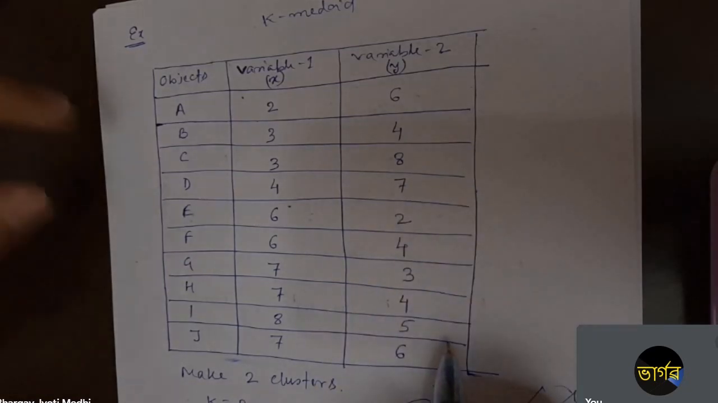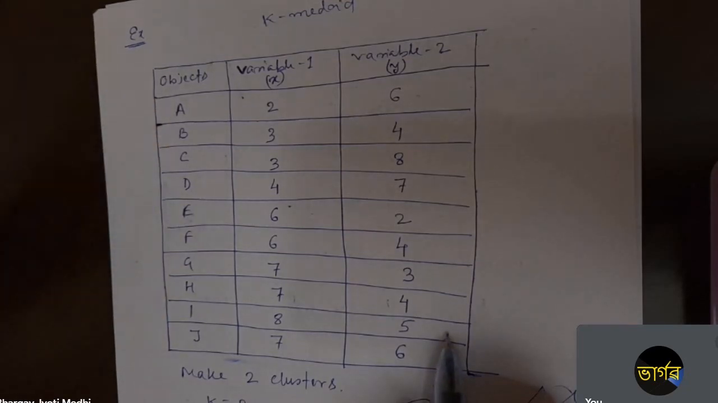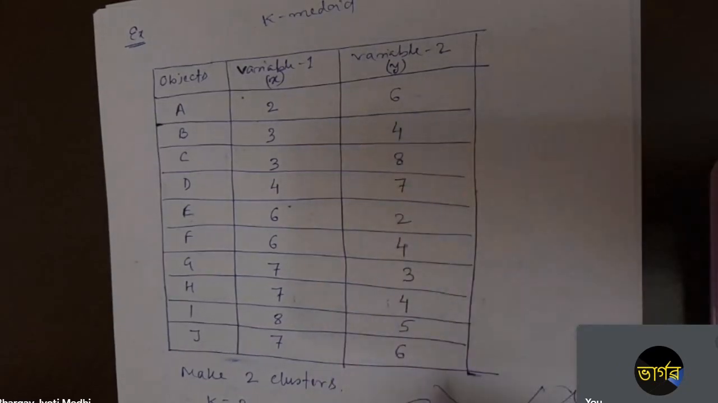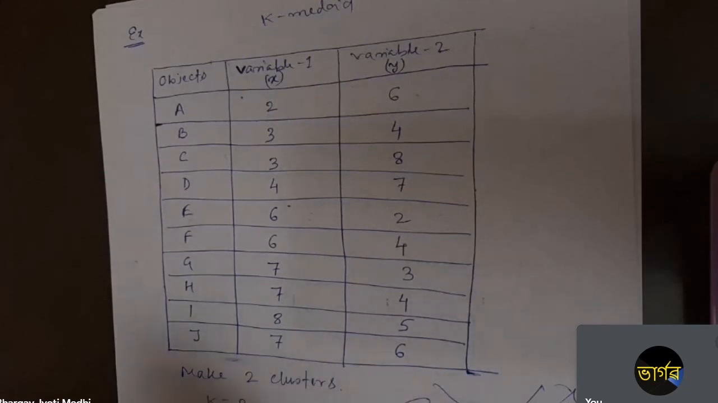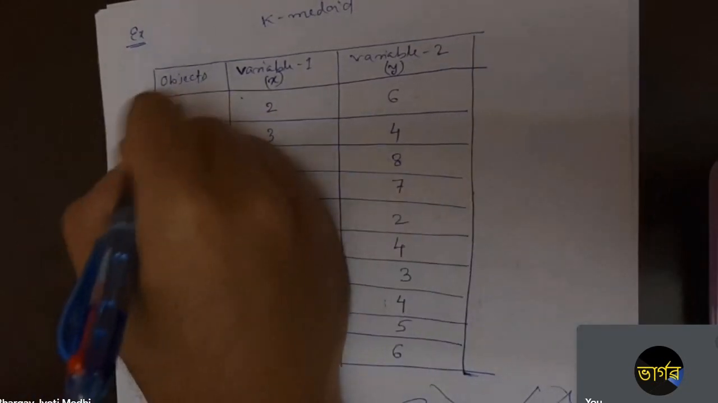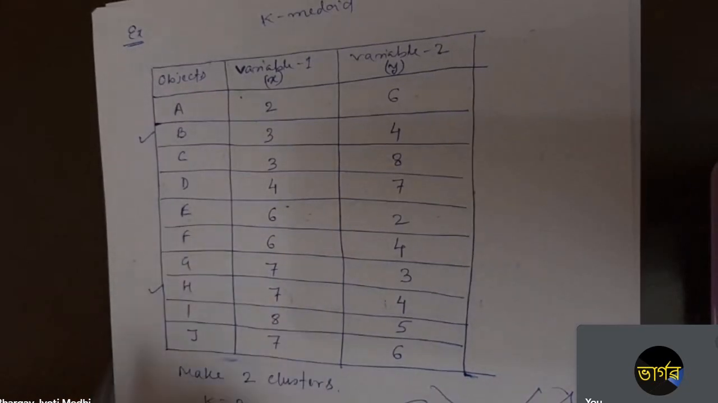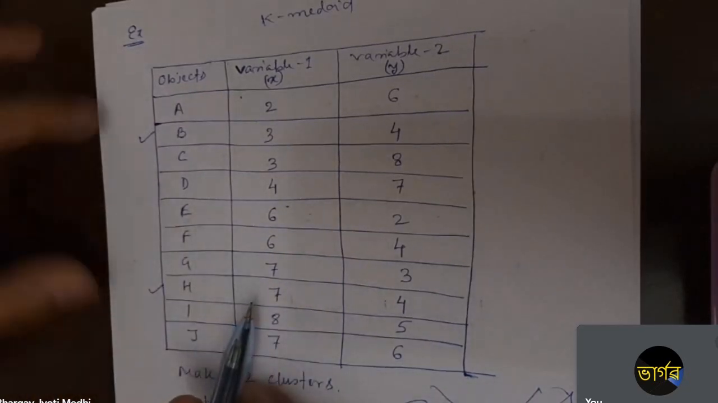So we'll also take 2 points. Suppose we take any 2 points. Let us take, suppose we are taking B and H. You can take any 2 points. No problem, we take B and H. You can take A B, you can take A J, you can take D I, any 2 points. Since you have to make 2 clusters, we will be starting with any 2 points. If they ask to make 3 clusters, you have to start with any 3 points. So however many clusters they ask for, that many objects we randomly select.